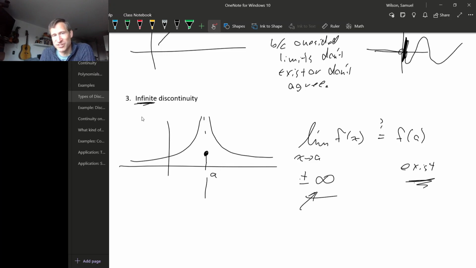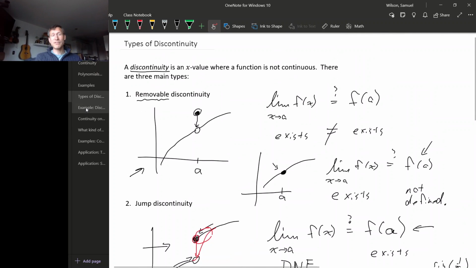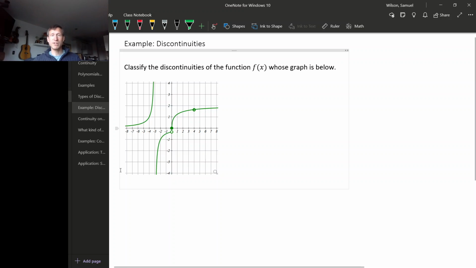Many rational functions have infinite discontinuities. Not all of them, though, but that's a very common situation. Also, many trig functions have infinite discontinuities. Just to check on our understanding of these three different kinds of discontinuities, let's look at a graph and classify the discontinuities of this function. First of all, let's find the discontinuities of this function.